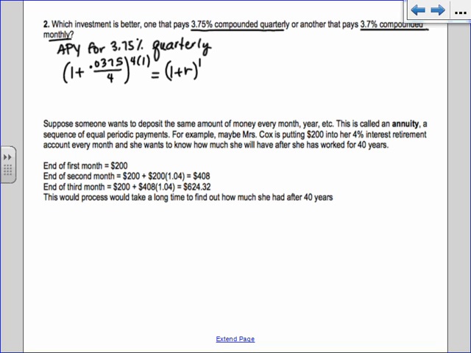So we do our 0.0375 divided by 4 plus 1, and we raise it to the 4. So I get 1.038030647 equals 1 plus r. So that means my annual percentage rate, 0.03803, is around 3.803%. I always write down a lot of decimals for these because sometimes they're super, super close, and you need to go to like the 4th or 5th decimal.